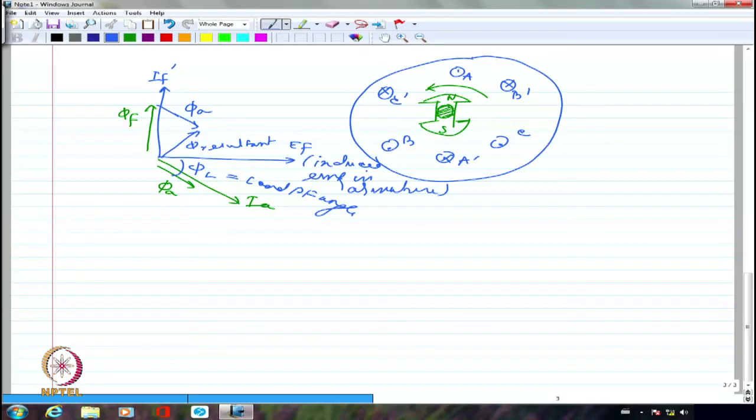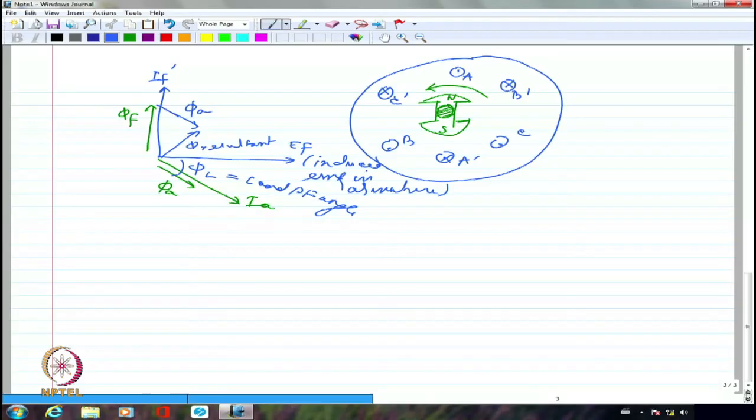IA and its own flux should be in phase with each other. And similarly, IF and its own flux should be in phase with each other. We are of course neglecting hysteresis. Hysteresis says the flux should lag behind the current. And we are assuming that the currents are perfectly sinusoidal. They will not be sinusoidal if I am talking about the magnetizing current alone.